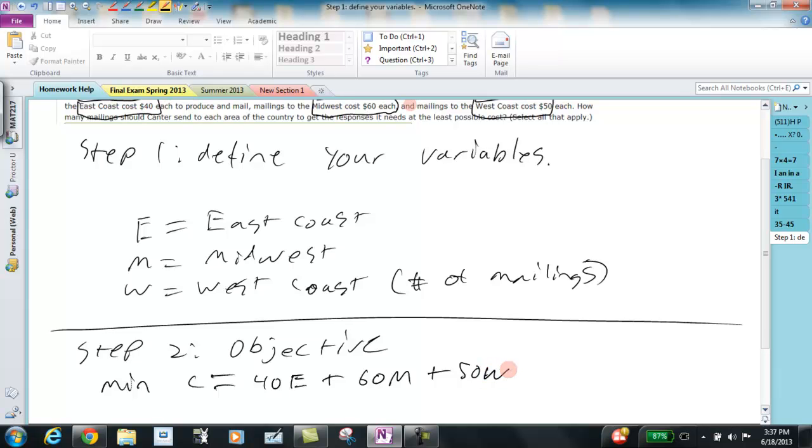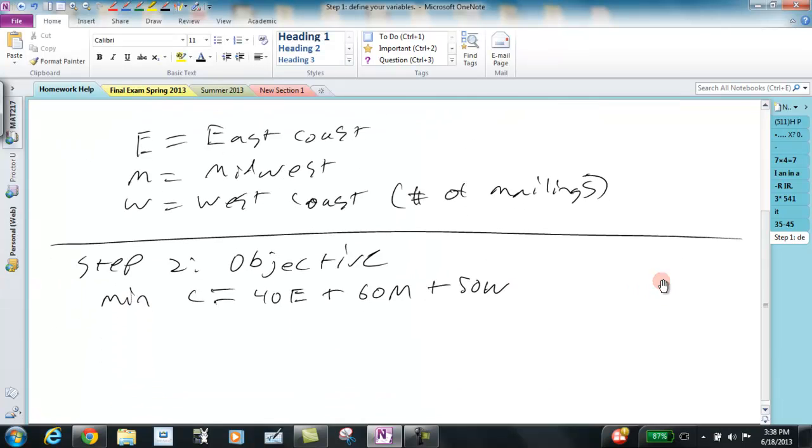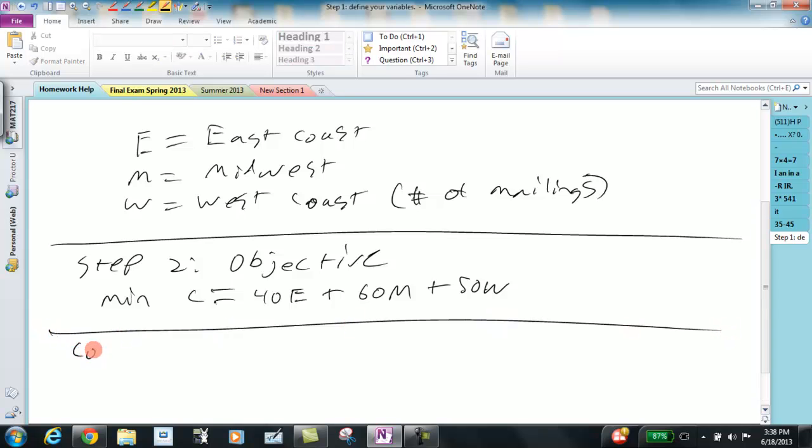So there's our step 2. Now we have our objective. Our goal is to minimize that function. So now we have to deal with our constraints. What are the things that are limiting us in the problem? So step 3 is write equations, write our inequalities.